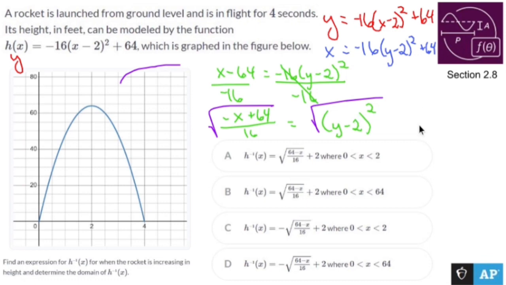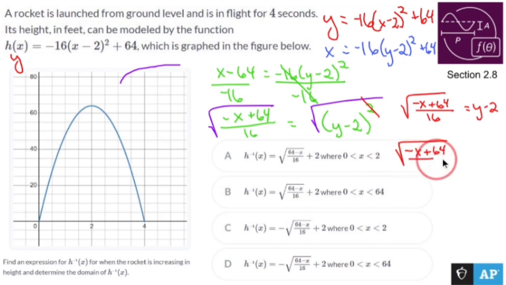What that does is I now have the big square root of (negative x plus 64) over 16 equals, these guys cancel out, y minus 2. Add 2 to both sides. Let's see how they want me to write it. I have the square root of (negative x plus 64) over 16, plus 2, equals y. Let's flip-flop it and turn that into h inverse equals the square root of (negative x plus 64) over 16, plus 2.